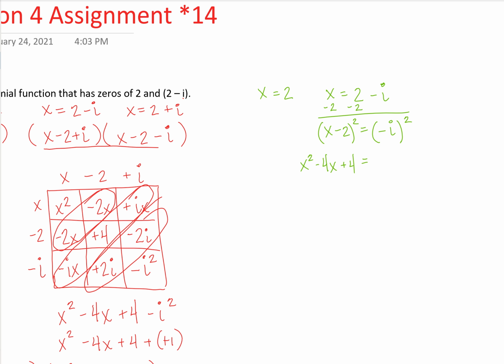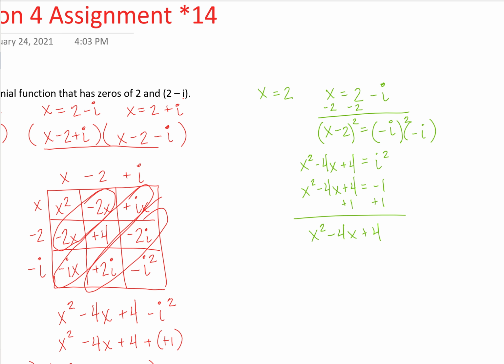And then that negative i squared. Well, remember, that's like saying negative i times negative i. Negative times negative is a positive, with an i squared. Of course, that i squared, we already know, becomes a negative 1. So I move this down, and then I just add the 1 to the other side. So I end up with x squared minus 4x plus 4. This is my factor.